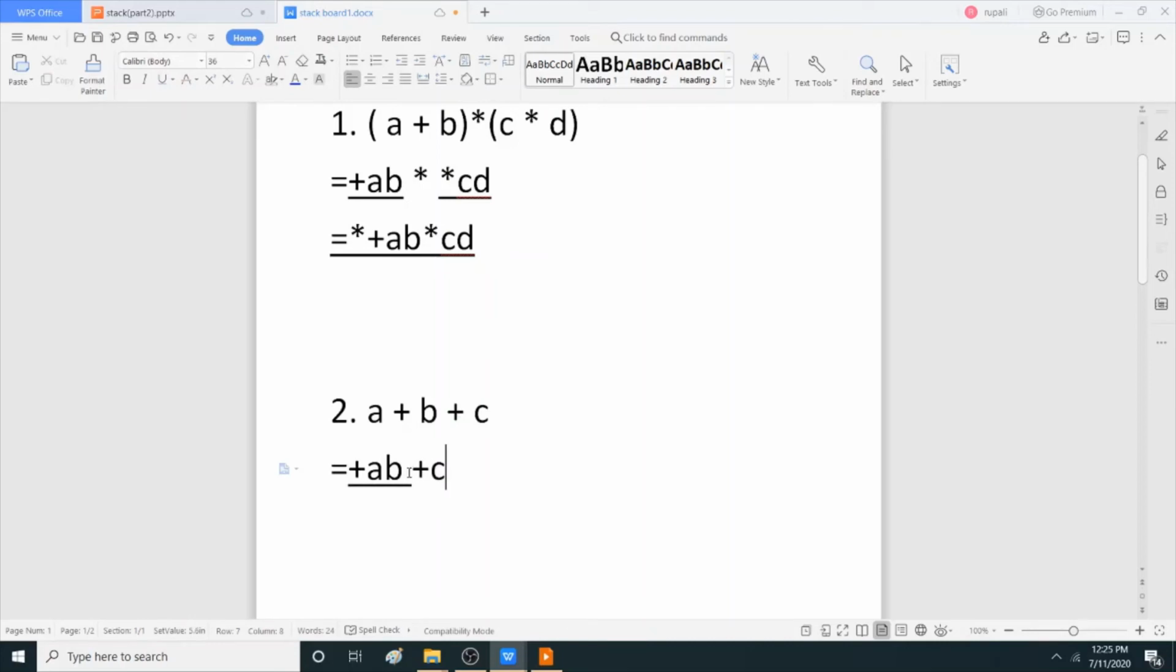Okay, so this one is one operand, this one is another operand, in between these two there is one plus, so you have to write in this way, this plus comes first, so the result is plus plus A B C, this one be the result.